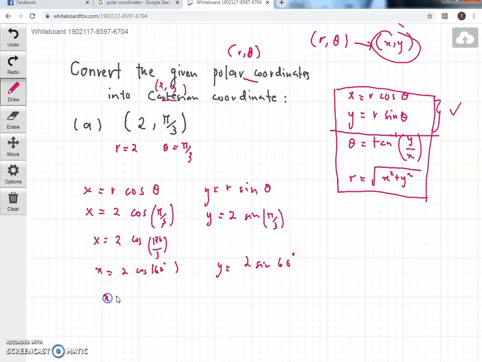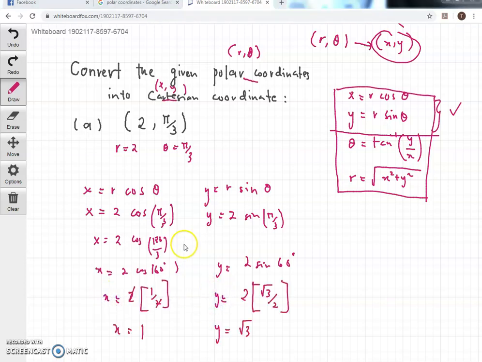So let us look into the final answer. By using your calculator, you can see that cos 60 degrees is equal to 1 over 2. So you can cancel the 2 and 2 here, so you get 1. Sin 60 degrees will be root 3 over 2. Please make sure you use a fraction for it. Don't change it into decimal. So you can cancel the 2 and 2 there. Therefore, you get y equals root 3.